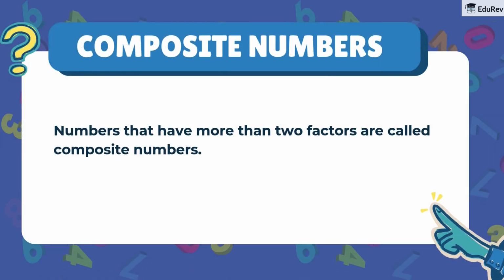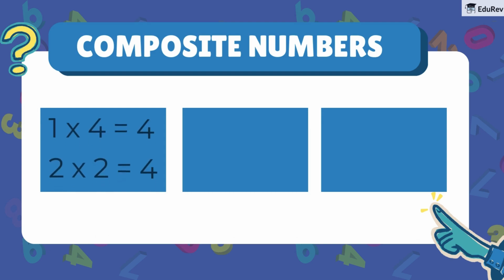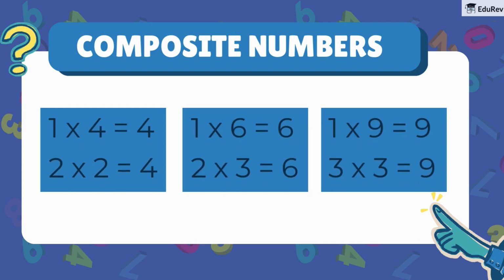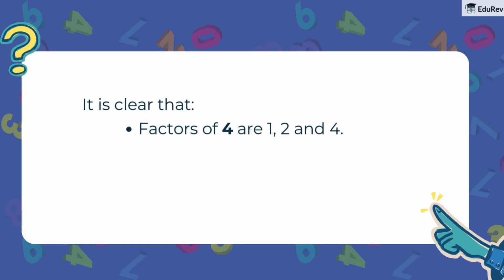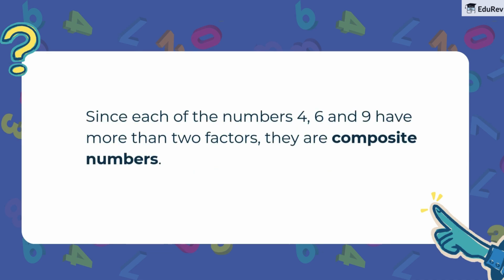Now, let's define composite numbers. Numbers that have more than 2 factors are called composite numbers. For example, let us find the factors of 4, 6, and 9. The factors of 4 are 1, 2, and 4. The factors of 6 are 1, 2, and 3. The factors of 9 are 1, 3, and 9. Since each of the numbers 4, 6, and 9 has more than 2 factors, they are classified as composite numbers.